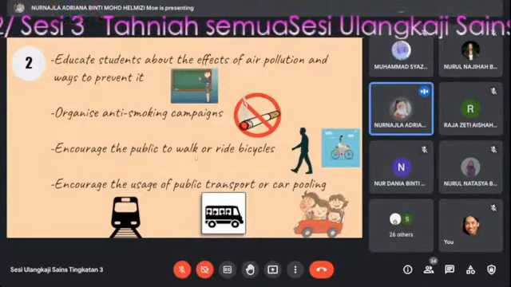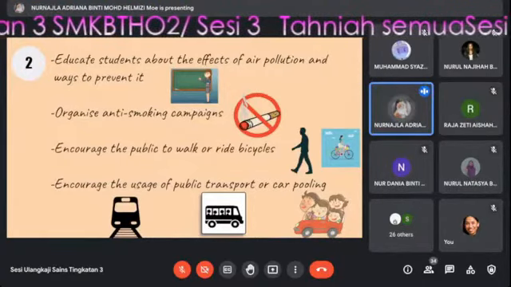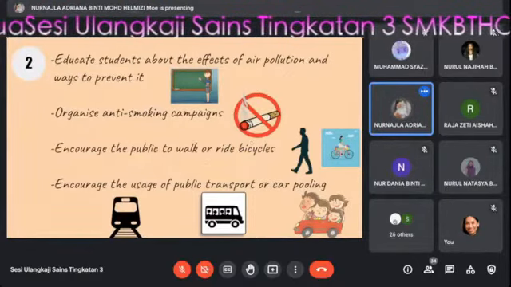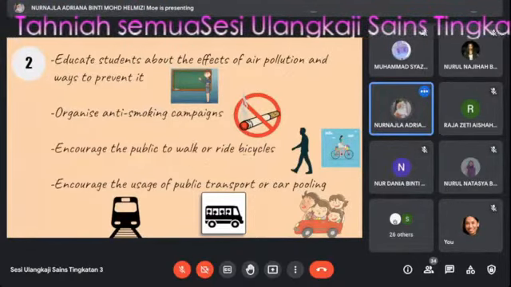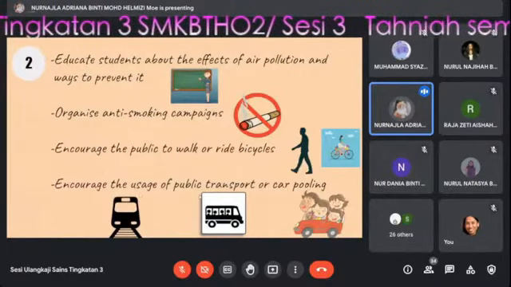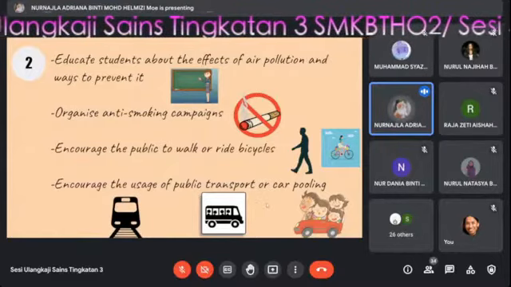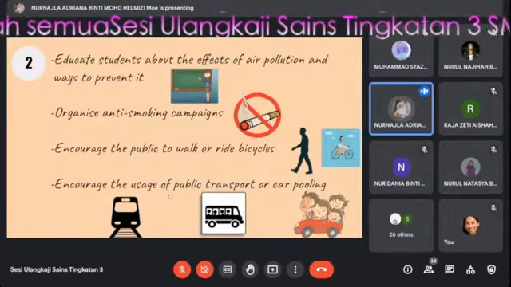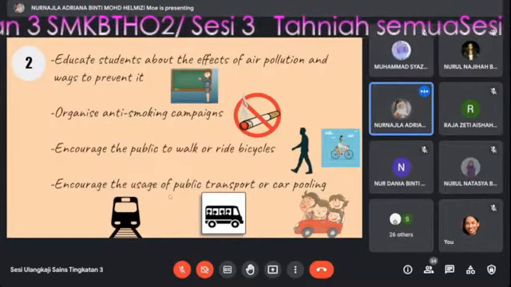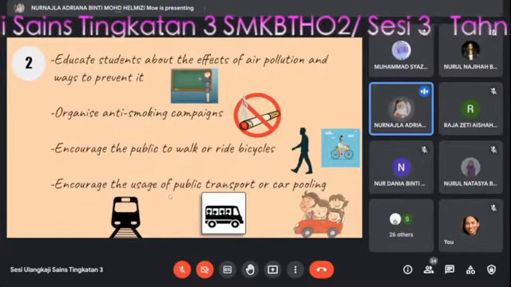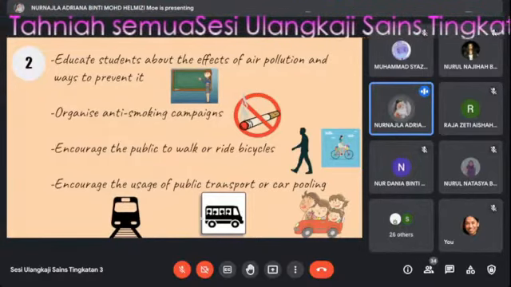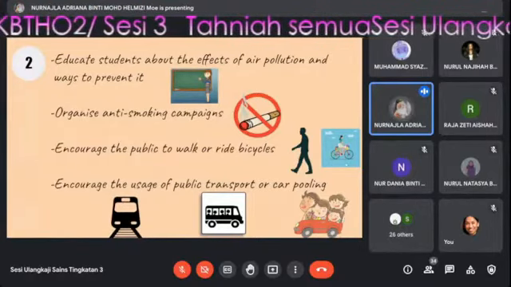Kalau dekat-dekat tu tak payahlah nak start kereta because membazir and boleh mencemarkan alam. And encourage the usage of public transport or carpooling. Kita galakkan menggunakan pengangkutan awam lah supaya lebih jimat and boleh selamatkan alam. And berkongsi kereta. Sekarang ni tak boleh lah sebab COVID kan.